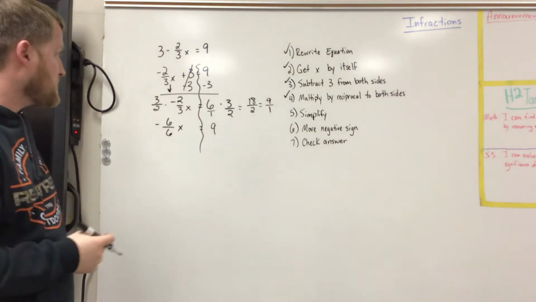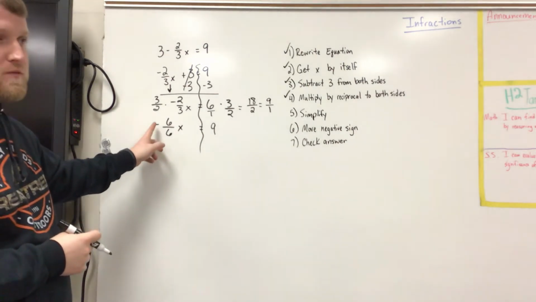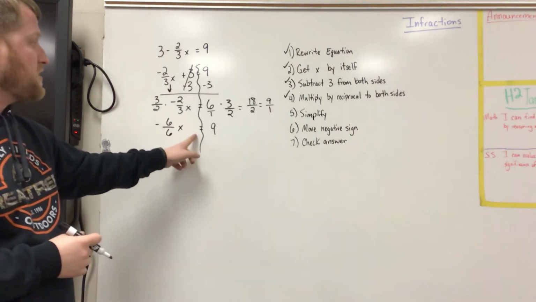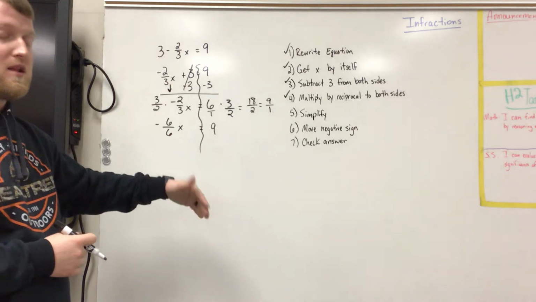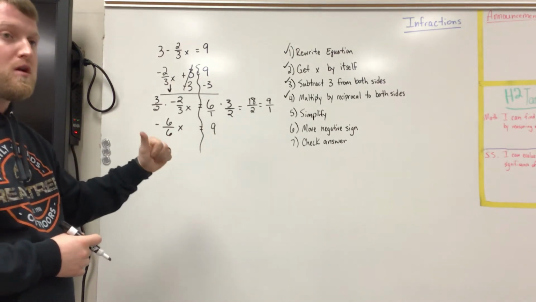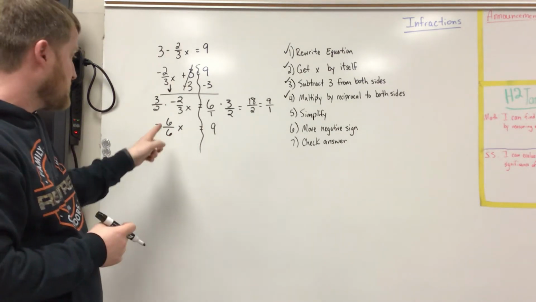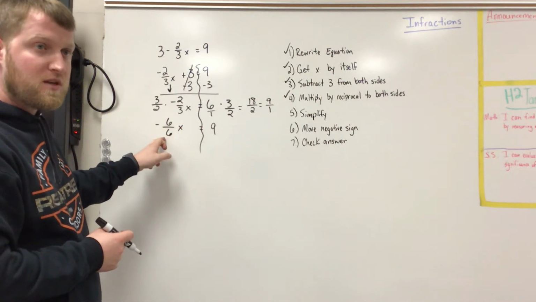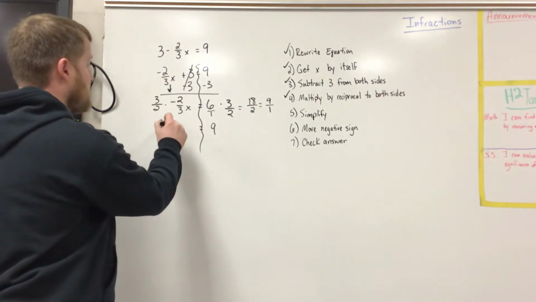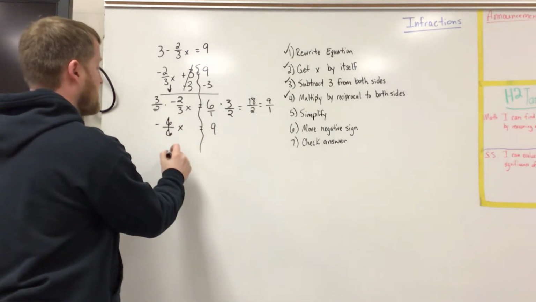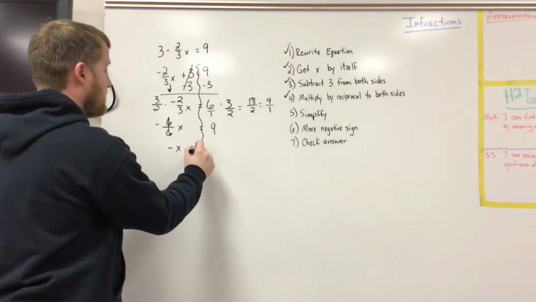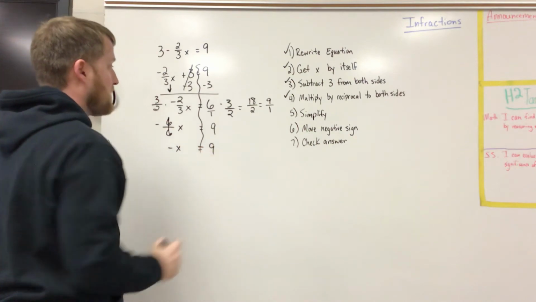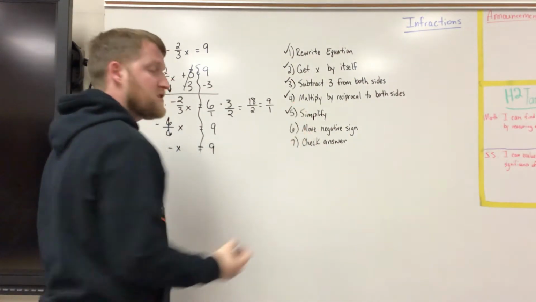Okay, so now we're left with negative 6 over 6 x equals 9. Well, in the last video, if you remember, or if you've watched the last video, a number divided by itself is 1. So this becomes negative 1x equals 9, or negative x equals 9. Okay, so we simplified. We got to this part here.